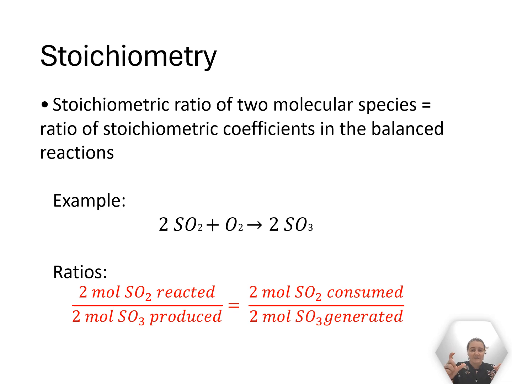When anything reacts, it's consumed. When anything is produced, that is related to generation. And that's going to be really, really key. So circle that, highlight that, whatever you need to do in your notes. Reactants are related to consumption, and products are related to generation. That is a key thing that you need to know going forward. All right, so the ratio is the number of reacted to produced, consumed to generated, things like that going forward.